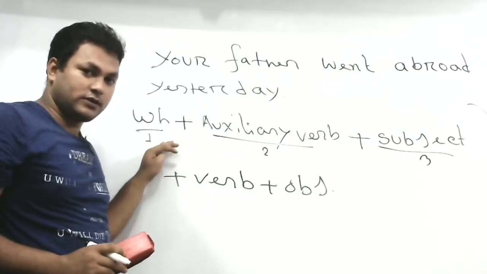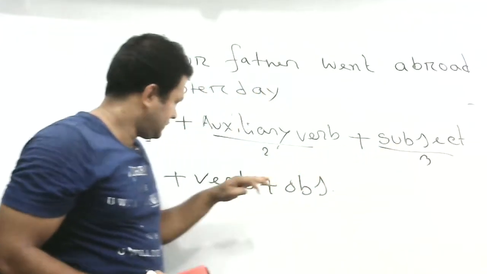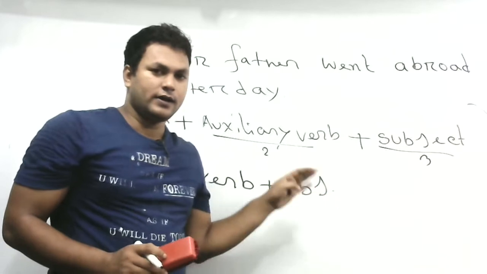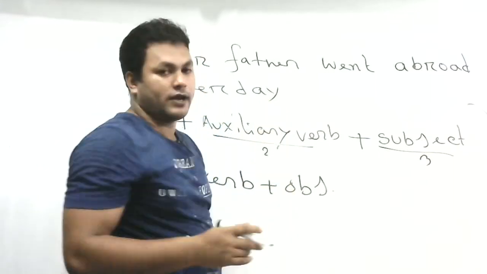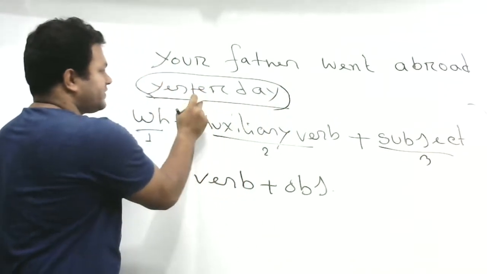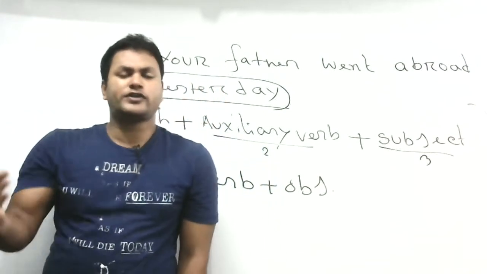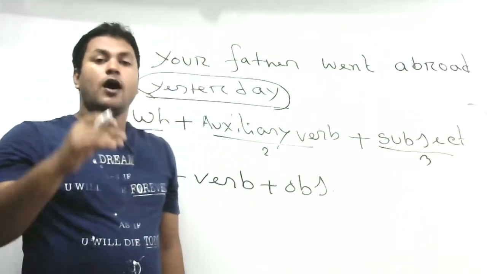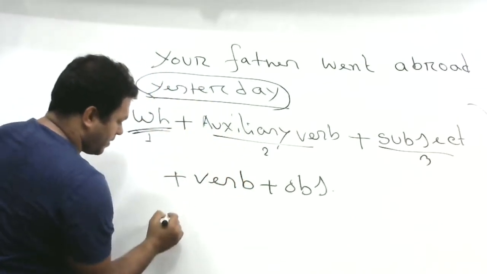At first subject, WH word, second auxiliary verb, then subject, and then verb plus object. So first of all, you will have to take the WH word. Look at here: your father went abroad yesterday. Now if you want to make questions, the time is at the last word, most of the time. Yesterday is showing time. And if you want to ask somebody about time, then you have to use the WH question word when. So first of all, I am taking the WH word when.